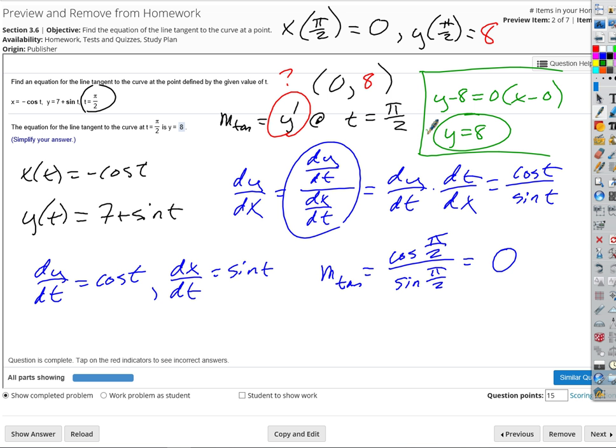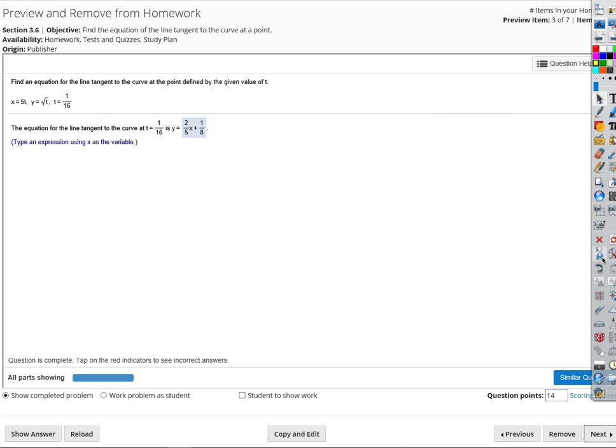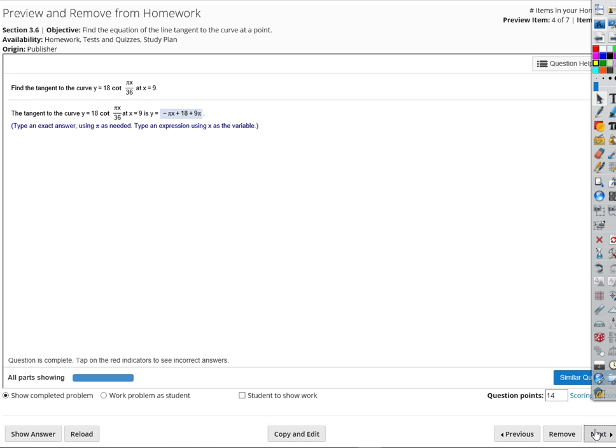Make sense? If you missed yesterday, that would have been probably a little tough to do. Yeah. All right? How about something like that? Same kind of thing, right? I would just calculate y prime, which is going to be dy dt over dx dt, and then find my point of tangency by evaluating both of those at 1/16.